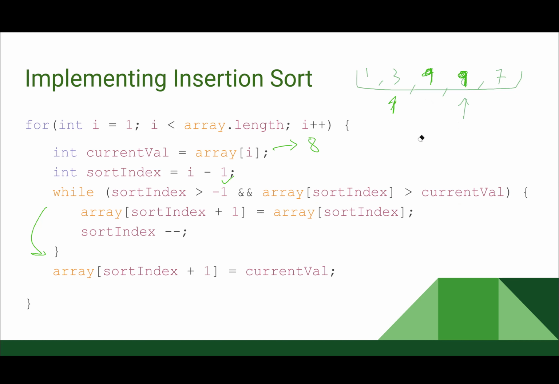So then we check, are we still in bounds? We're still in bounds. And is this value bigger than our current value of 8? 3 is not greater than 8. So our condition here is false. We exit the loop and we say at sort index plus 1 is going to equal our current value. So we've shifted 8 in here. So we're not shifting it individually all the way down. We're shifting everything up until we have found the correct place to place it, and then we insert it into that spot.